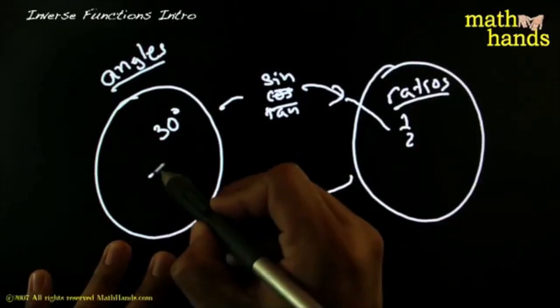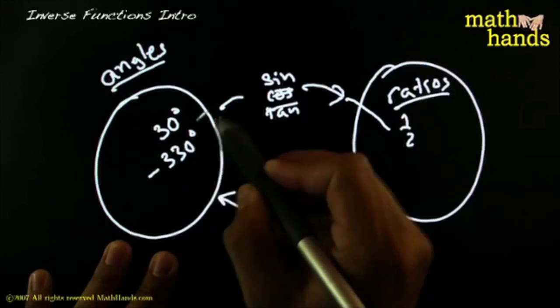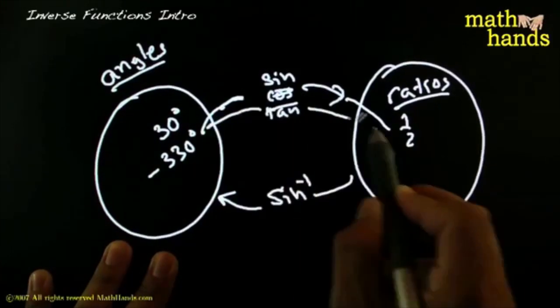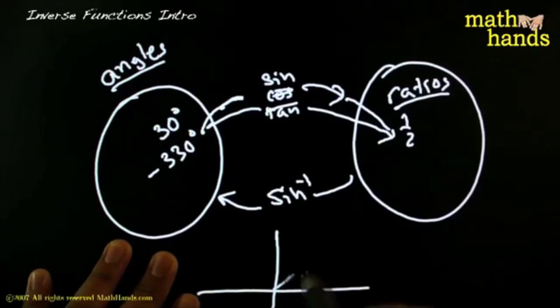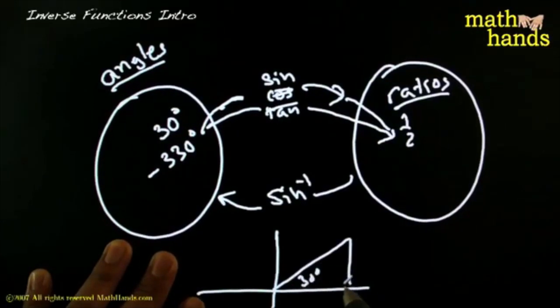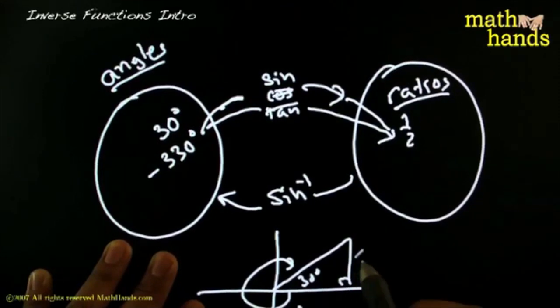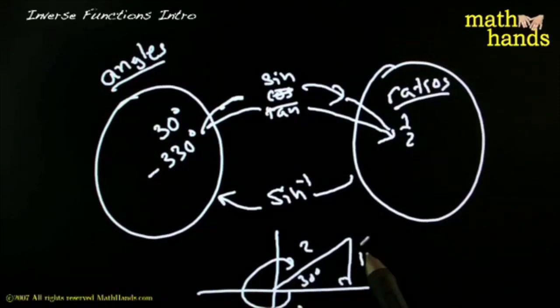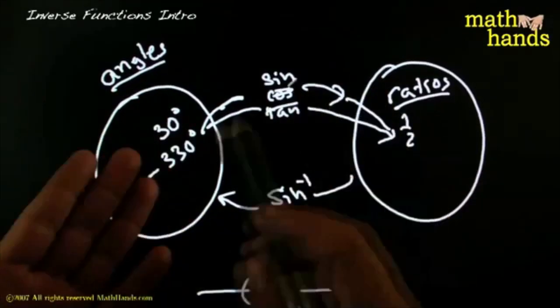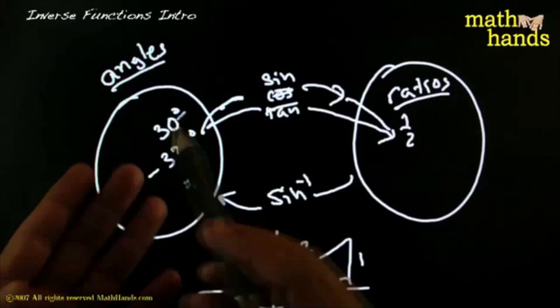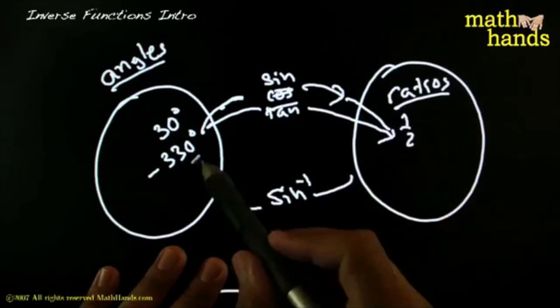If you go negative 330 degrees, for example, and you go through the sine function, it also gives you 1/2. Why? Because I'm thinking here, 30 degrees, the reference triangle is right here, and that's the same reference triangle for negative 330 degrees. So the ratio, of course, is going to be the same, 1 to 2. The fancy way of saying this is that this function is not 1 to 1. And when it's not 1 to 1, how are you going to go back?